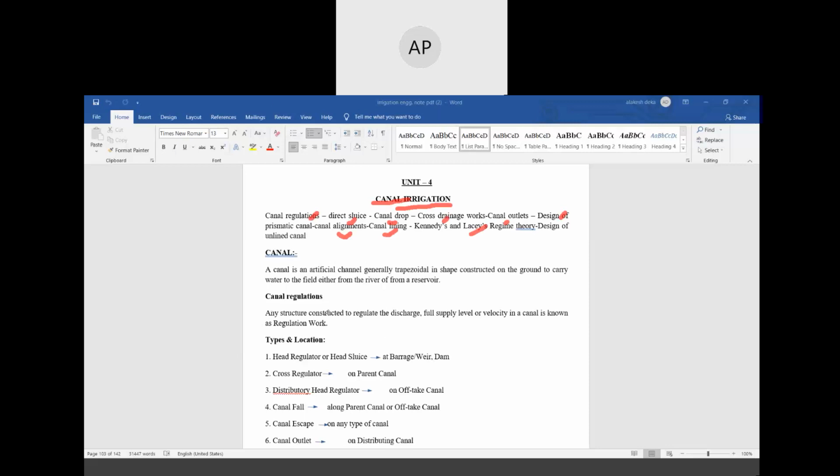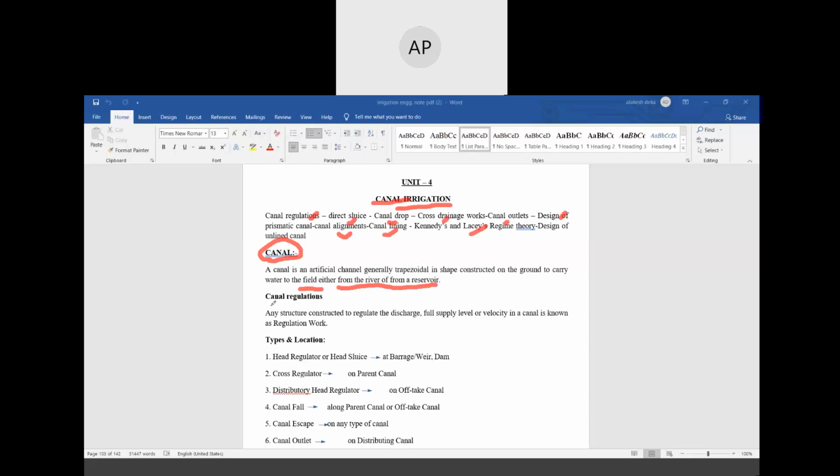Okay. So first of all, we should know what a canal is. A canal is an artificial channel, generally trapezoidal in shape, constructed on the ground to carry water to the field, either from a river or from a reservoir. So this is generally a passage of water, an artificial channel.